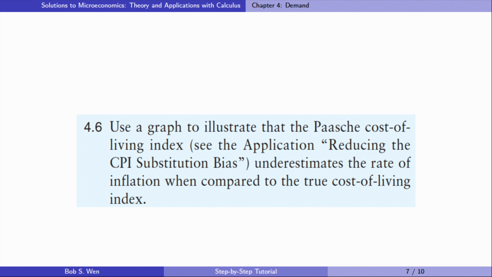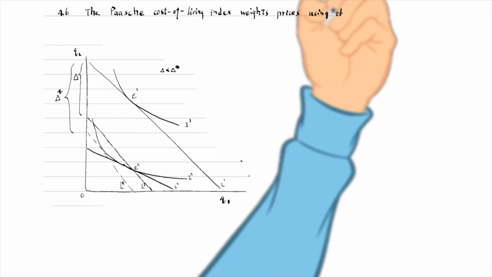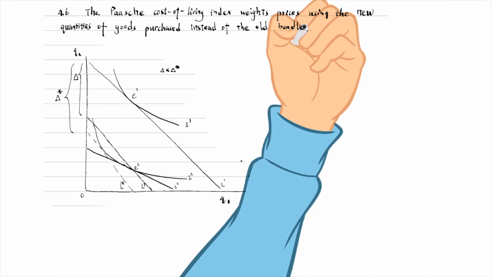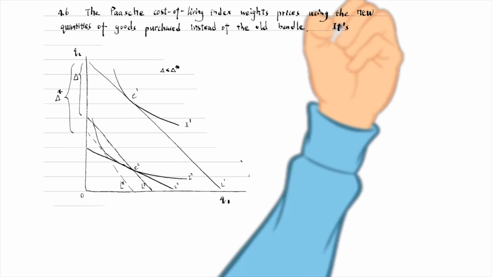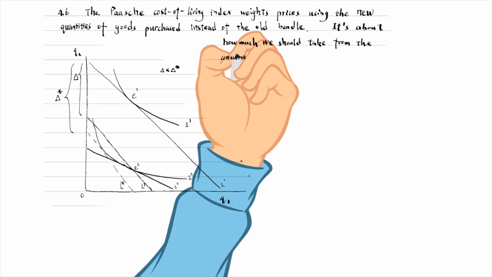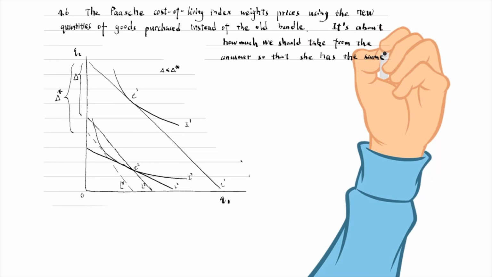Let's solve exercise 4.6. Use a graph to illustrate that the Paasche cost of living index underestimates the rate of inflation when compared to the true cost of living index. The Paasche cost of living index weights prices using the new quantity of goods purchased instead of the old bundle as in the Laspeyres index. It is about how much we should take away from the consumer so that she has the same utility as after the price increase.